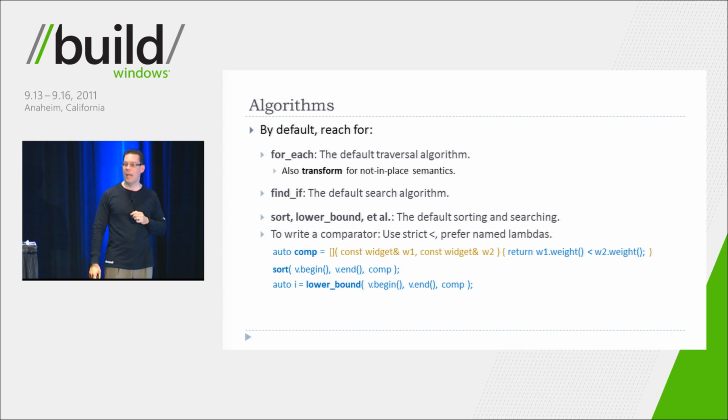Write my predicate as a lambda. That's how you write function objects these days. auto comp equals, here's what I take, and here's what I return. I want to sort by weight. Great. And then I just take that variable, whose type I don't really ever need to know. It's a compiler-generated type anyway. And I just pass it to sort and pass it to lower_bound, and I'm done. Clean, safe, exception safe, and fast code.